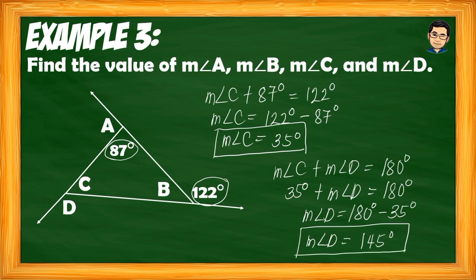So, there you have it. The measure of angle A is 93 degrees. The measure of angle B is 58 degrees. The measure of angle C is 35 degrees. Measure of angle D is 145 degrees. So, yung A, D, tsaka yung 122 degrees, yan po yung mga exterior angles. So, kapag in-add po natin yung 93 degrees, sukat ng A, tsaka yung 122, tsaka yung 145 degrees na sukat ng D, ang sum po nun is 360 degrees.